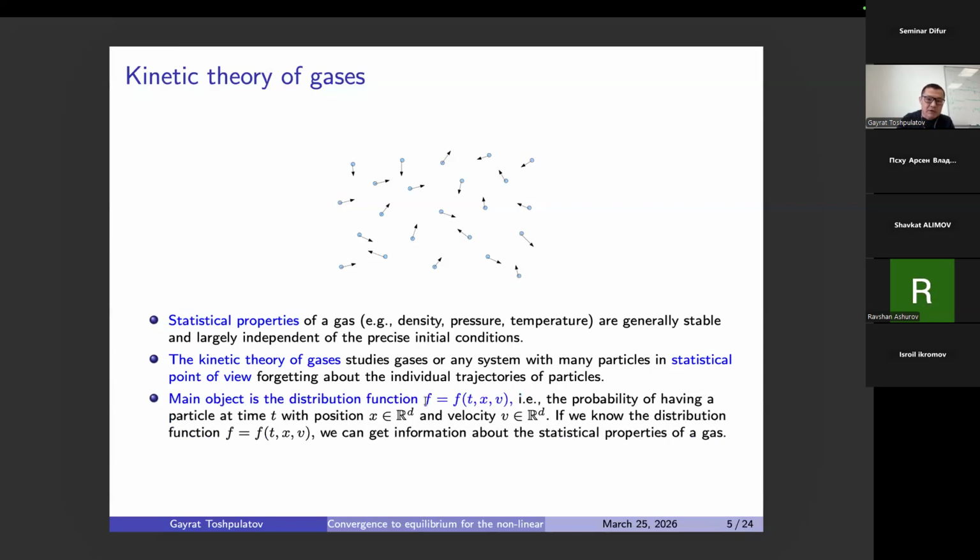And in this field, the main object is a distribution function, f. It's a function of t, x, and v, where t is time, x is position, and v is velocity. This function means the probability of having a particle at time t with position x and velocity v. If we know the evolution of this distribution function, we can get information about the statistical properties of the gas. Hence, we want to know what type of equation this distribution function satisfies.